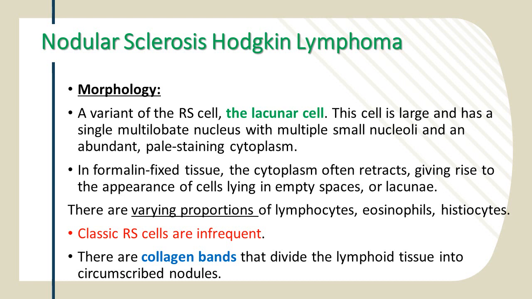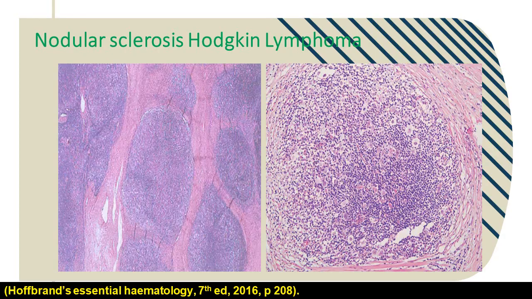Along with the lacunar cells, there are varying proportions of lymphocytes, eosinophils, and histiocytes. Other morphological features we should be familiar with are that the classical Reed-Sternberg cells are infrequent, and there are collagen bands that divide the lymphoid tissue into circumscribed nodules. This is a classical Hodgkin lymphoma of nodular sclerosis subtype. The low-power view shows well-defined bands of pink cellular collagen that have subdivided the tumor cells into nodules.